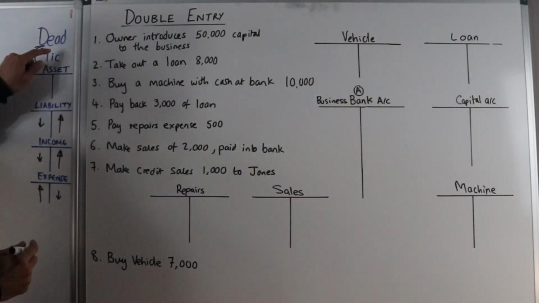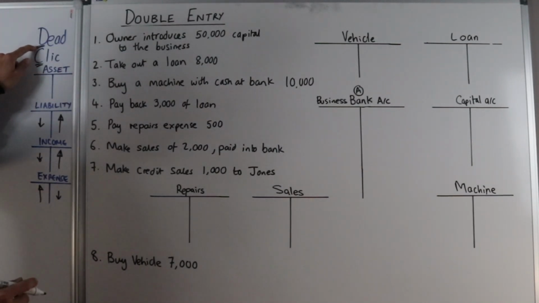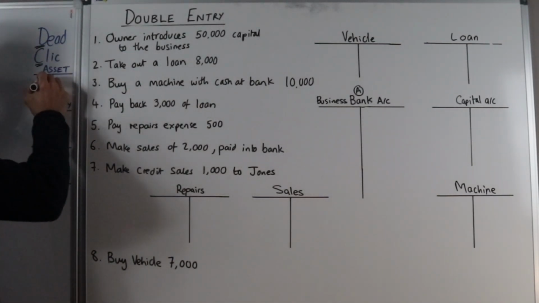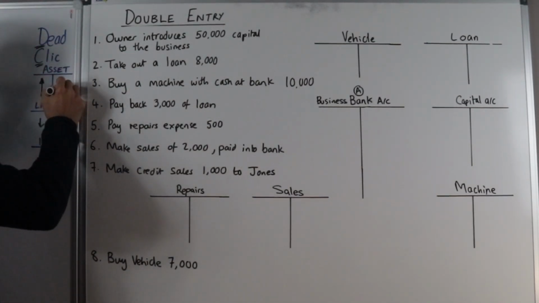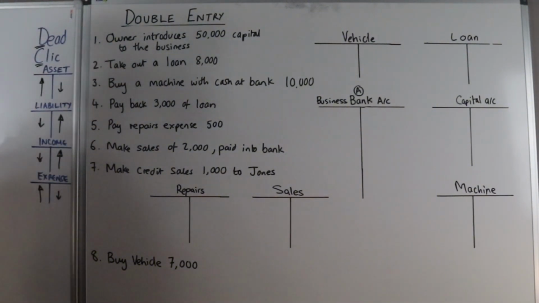And assets, I put a number on the debit side or the left hand side when assets increase. So when an asset account increases, I put a number there. When it decreases, I put the number there.